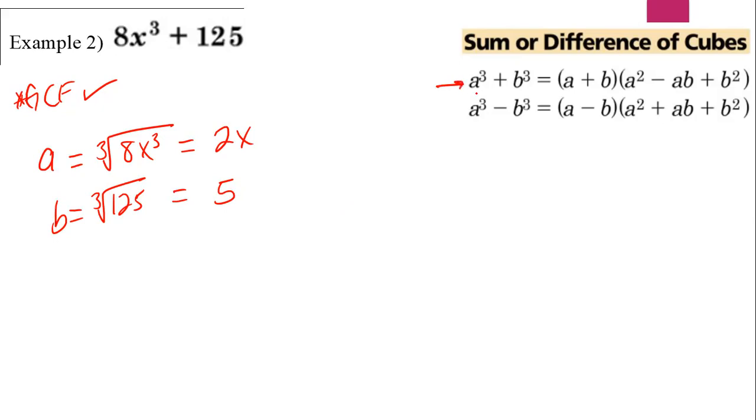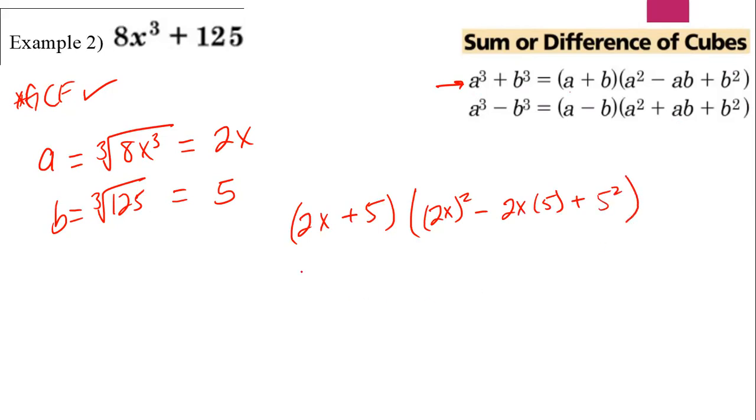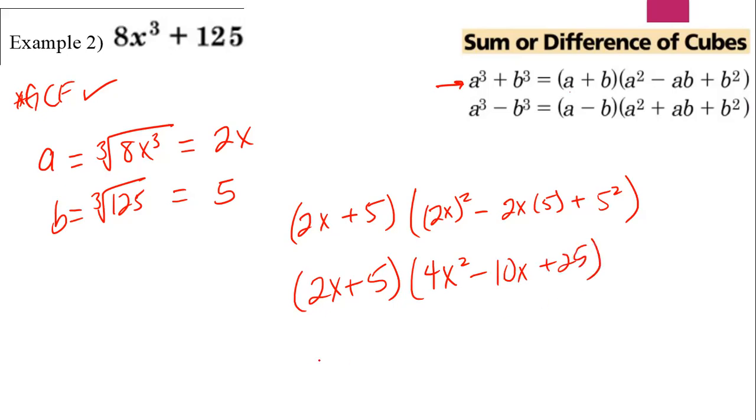And again, I am using the sum, so I'm plugging them into this formula. So we have 2x plus 5 times 2x squared minus 2x times 5 plus 5 squared. Going to clean that up. And we have 2x plus 5 times 4x squared minus 10x plus 25. And that is my factor.